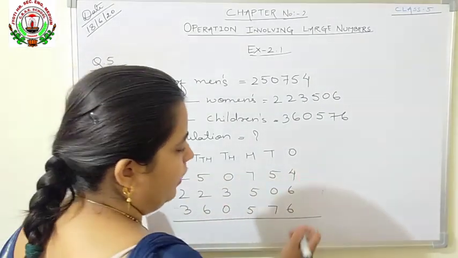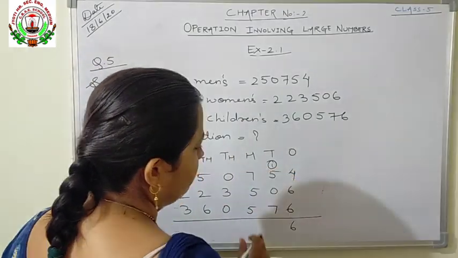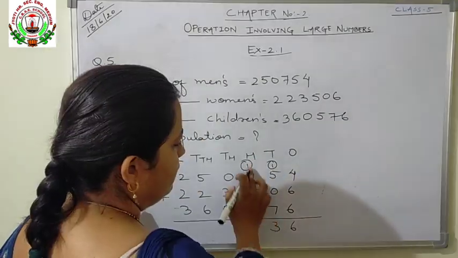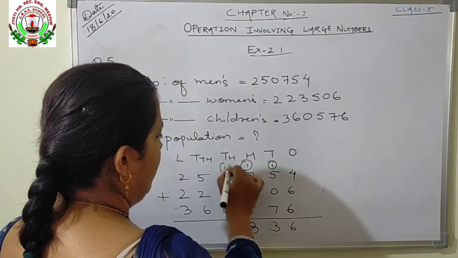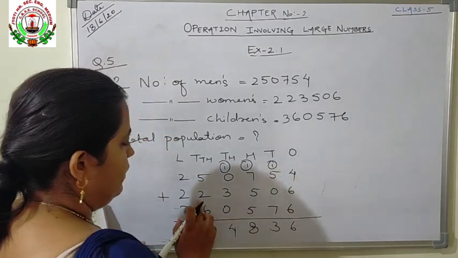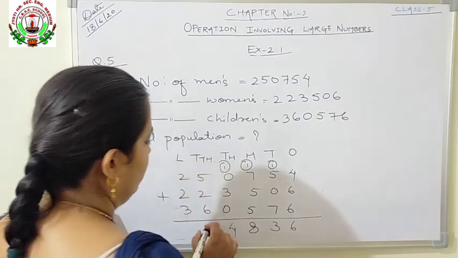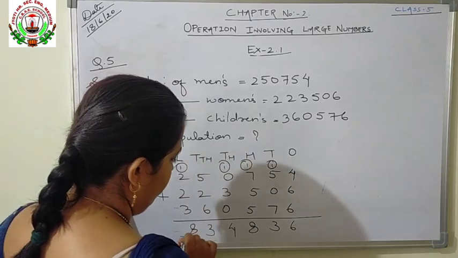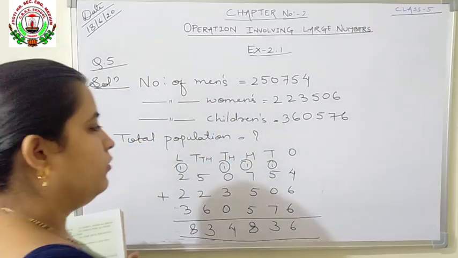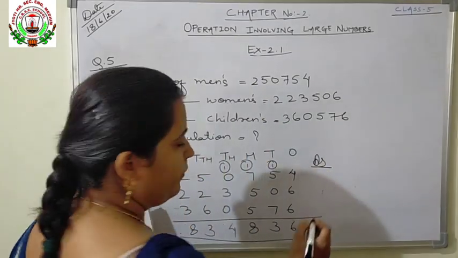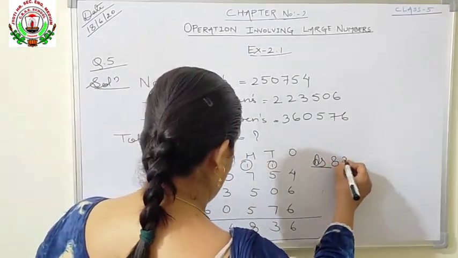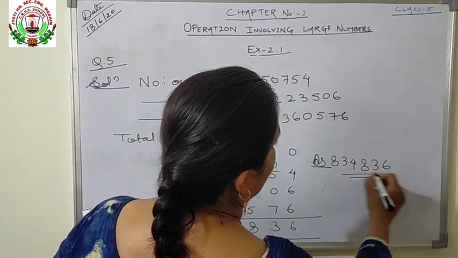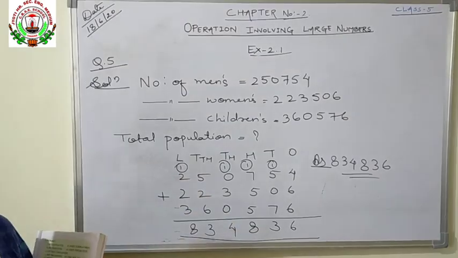6 plus 4 is 10, 10 plus 6, 16. 6, carry 1. 7 plus 5 is 12, plus 1 is 13. 3, carry 1. 10, 17 plus 1, 18. 8, carry 1. Here 4, 6, 7, 8, 9, 10, 11, 12, 13. 3, carry 1. 4, 5, 6, 7, 8, 8. So what is the total population of the town? The total population of the town is 8,34,836.